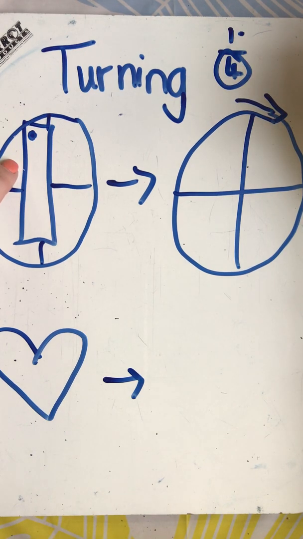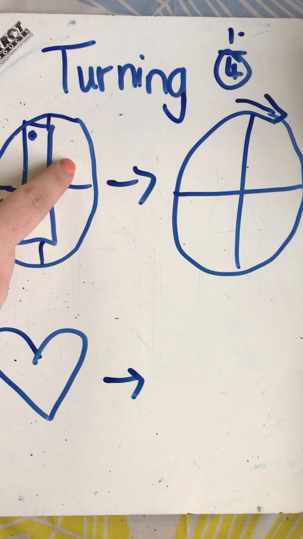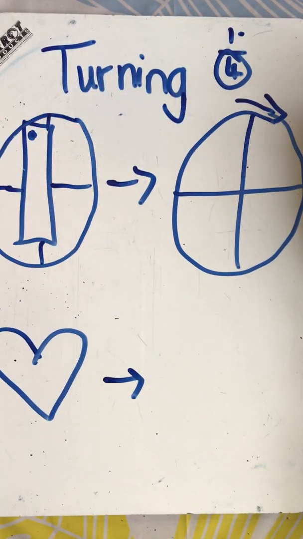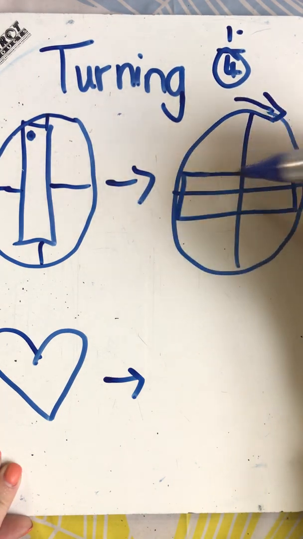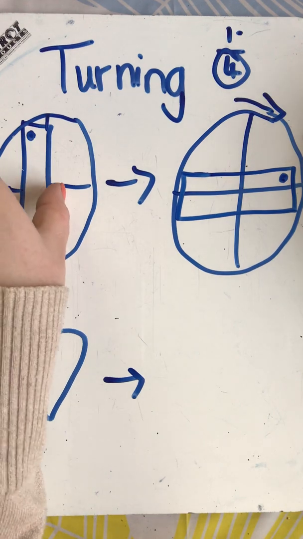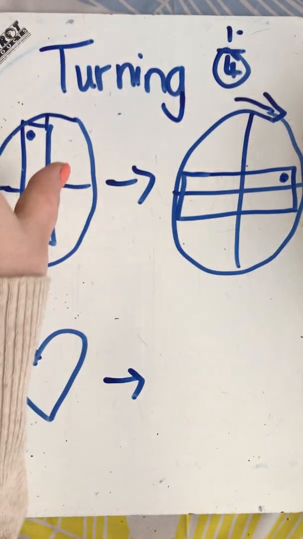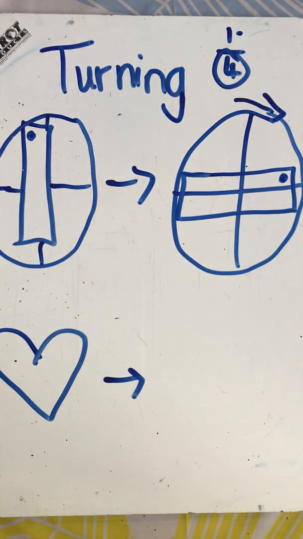Now it has to go 1 to the right. So this dot must now be in this block. But I can't just move it up like this. I must turn it. So in other words, this is what it's going to look like. And now my dot is there. Because I took this shape and I turned it to the right and 1/4.